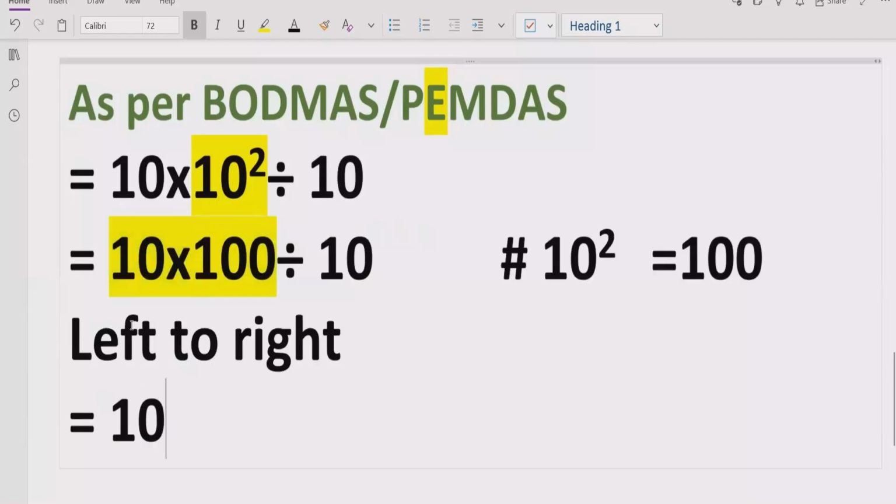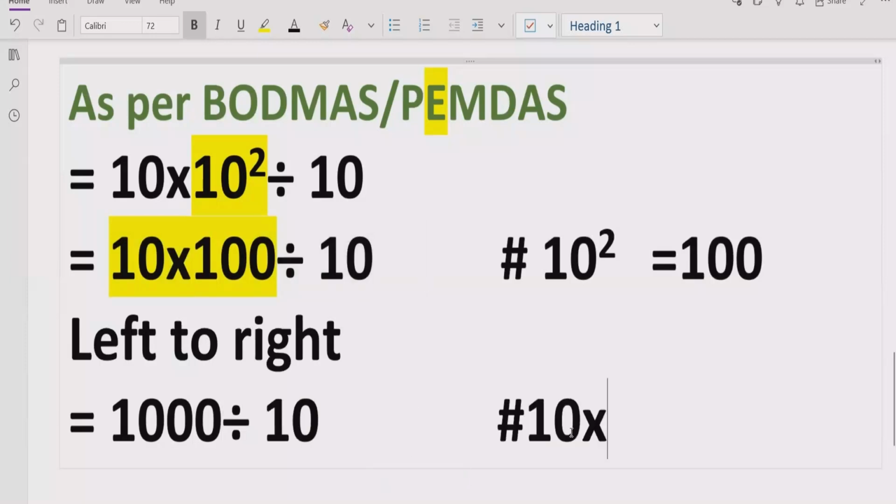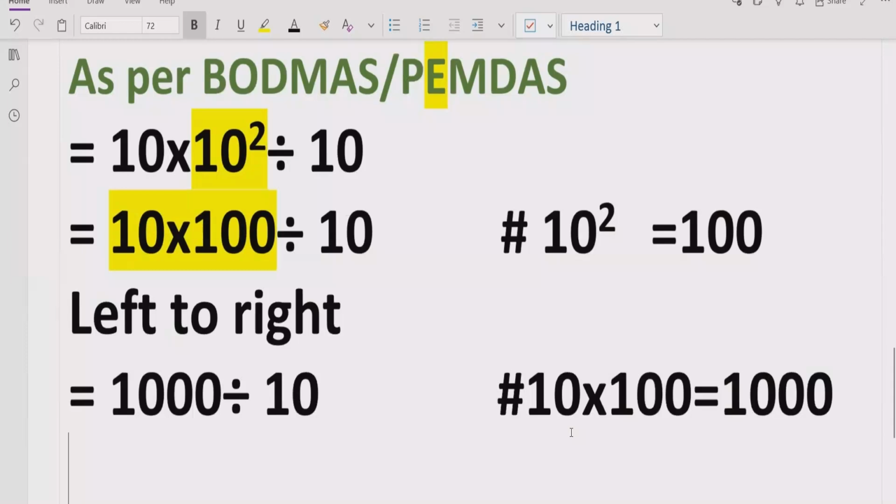So we will multiply this part. And other things we will write as it is. Again, we will give reference here. So here we will write 10 multiplied by 100 equals 1000. Now move forward. And again, we have two terms which are dividing each other. So we will write 1000 divided by 10 equals 100.